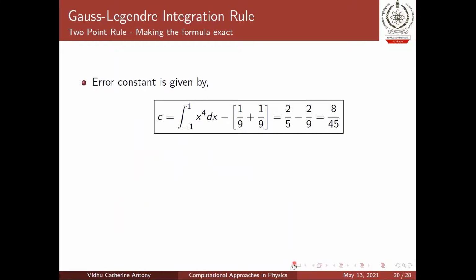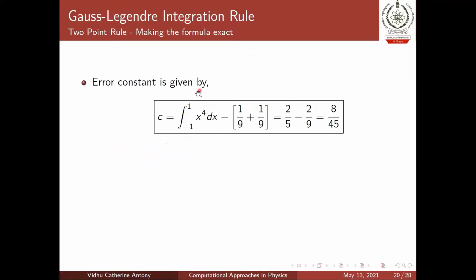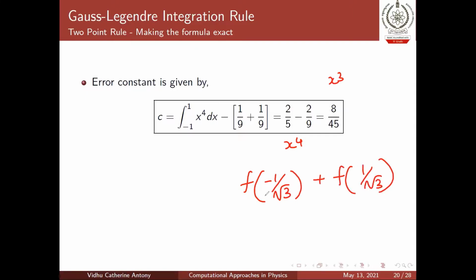So again, the error constant. Now let's just go back and look at this. The integral from -1 to 1 of f of x dx is equal to f of -1 divided by root 3 plus f of 1 divided by root 3. Now, if you want to find the constant, you basically take an x power 4, a polynomial that is not exact for the 2-point rule. If you made it exact up to x power 3, now you need to take an x power 4. So if you take an x power 4, what is the function like? You had f of -1 divided by root 3 plus f of 1 divided by root 3, and you substituted that.